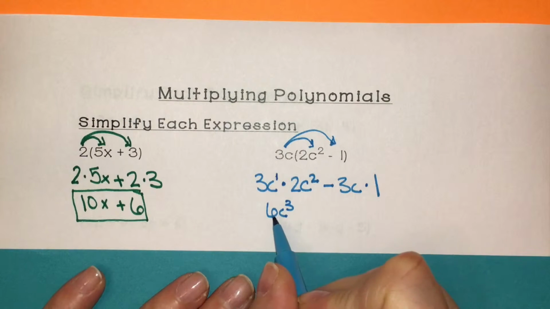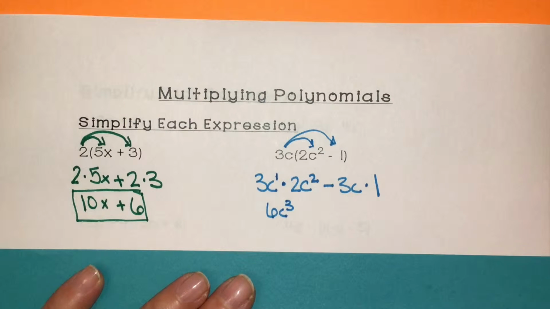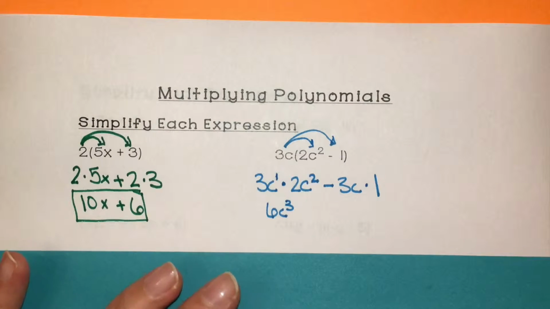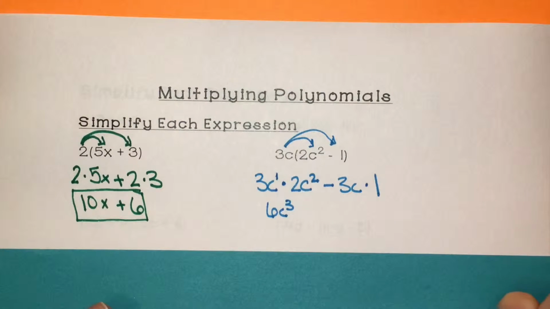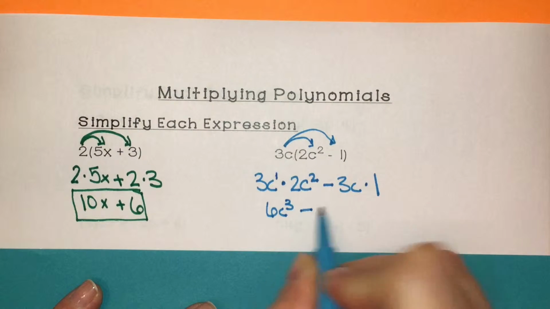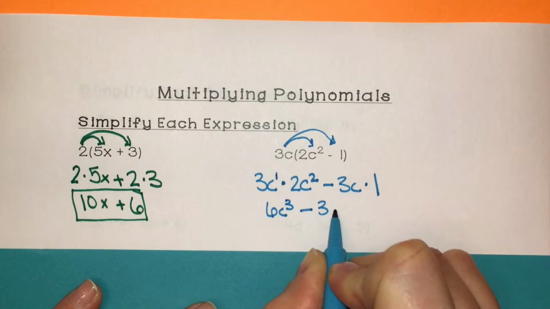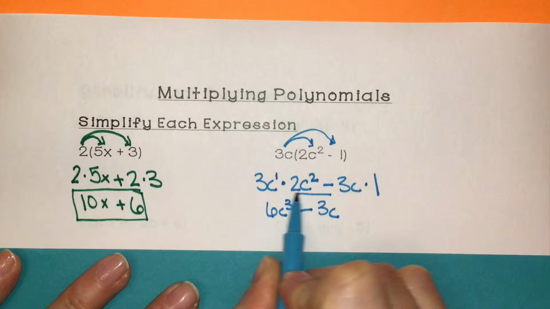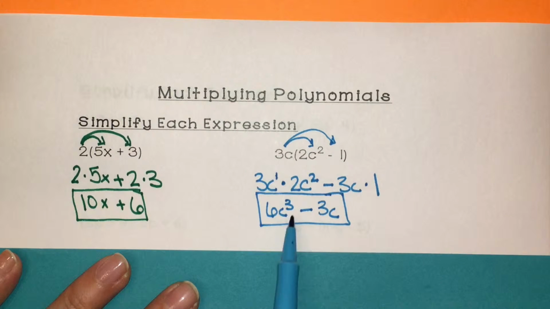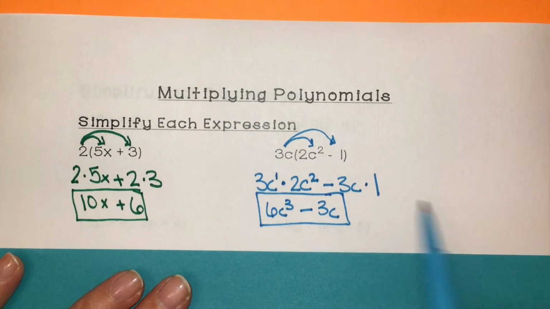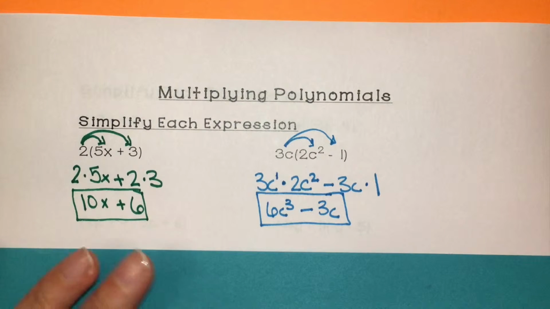Okay, and remember this does mean that 6 and the c cubed are multiplied together. We don't have to put that multiplication between them though. All right, bring down the minus. 3c times 1 is 3c, and that is as simple as we can get because if they don't have the same exponents on the variables, they are not like terms, so you can't combine them.